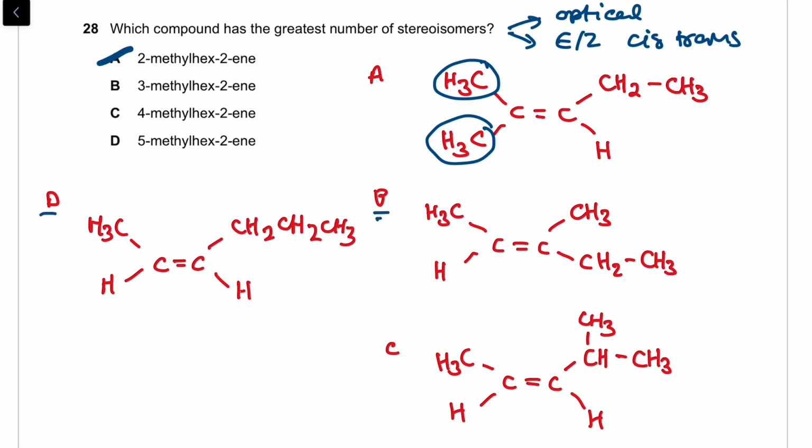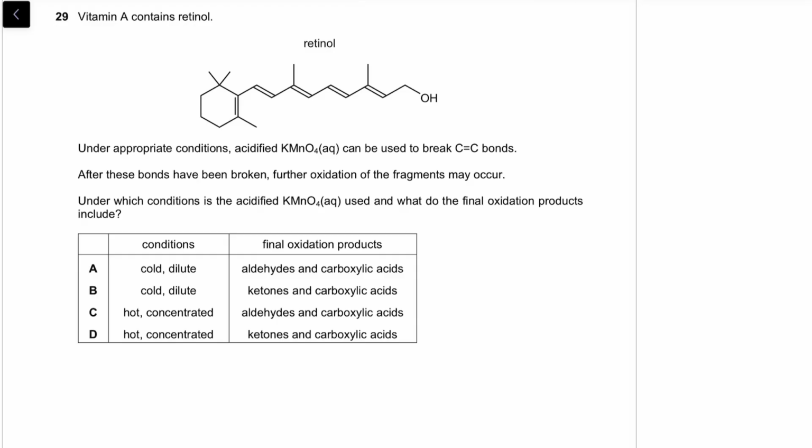B and D both show cis-trans isomerism only, and C actually shows optical isomerism using this chiral carbon, but cis-trans isomerism as well because these 2 are different and these 2 are different. So the answer must be C.